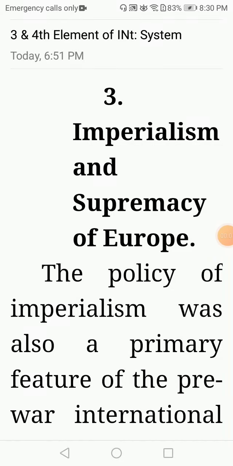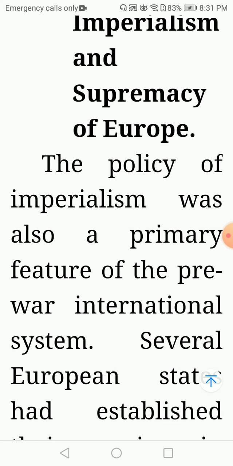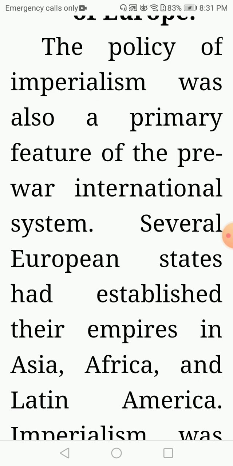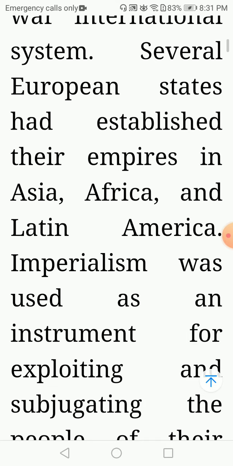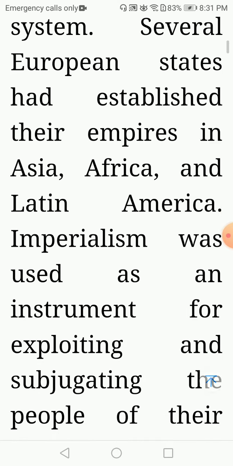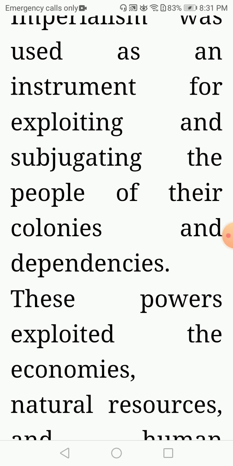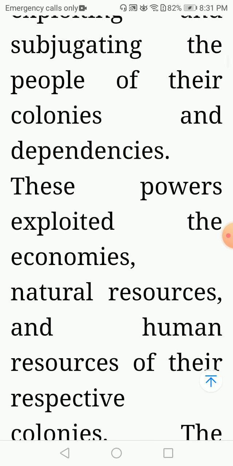Third element is imperialism and supremacy of Europe. The policy of imperialism was also a primary feature of the pre-war international system. Several European states had established their empires in Asia, Africa, and Latin America. Imperialism was used as an instrument for exploiting and subjugating the people of their colonies and dependencies.